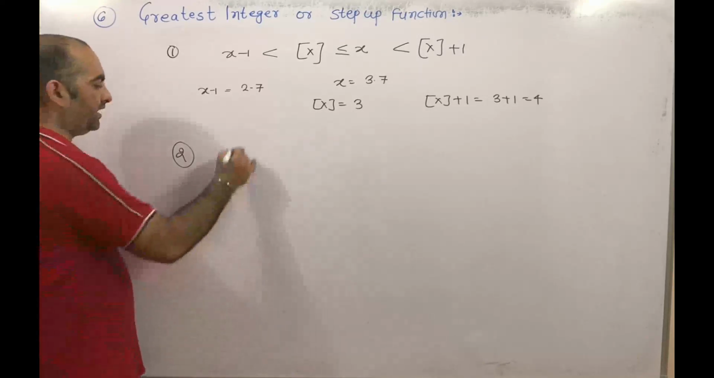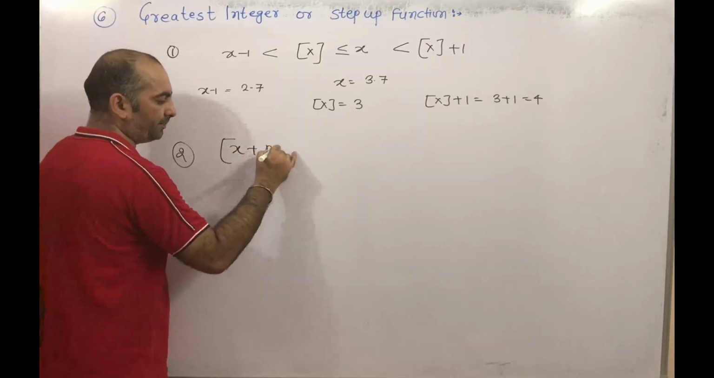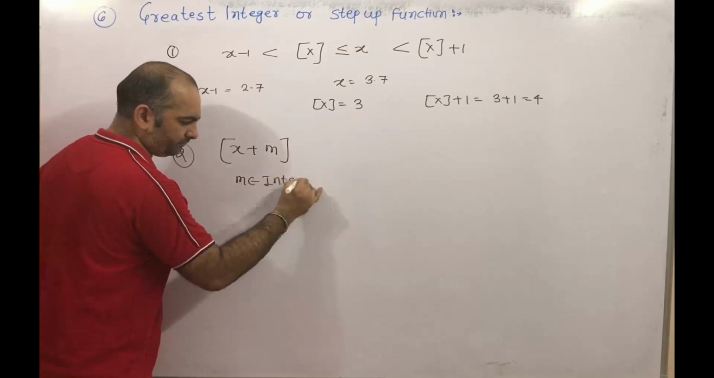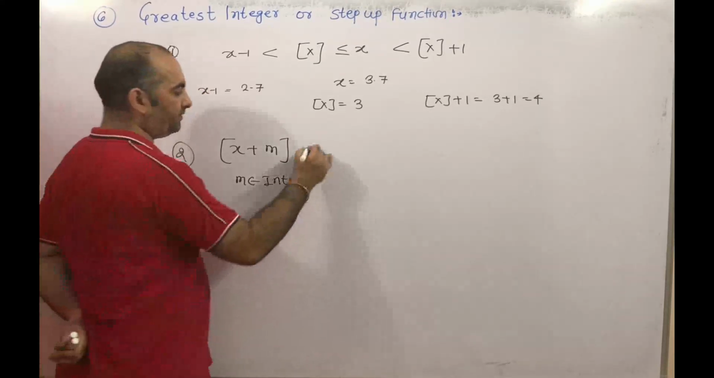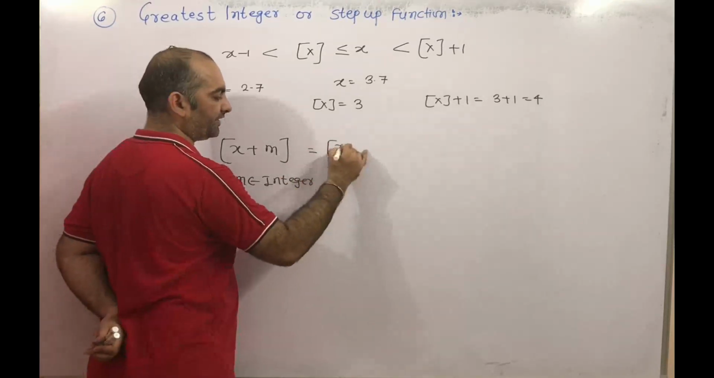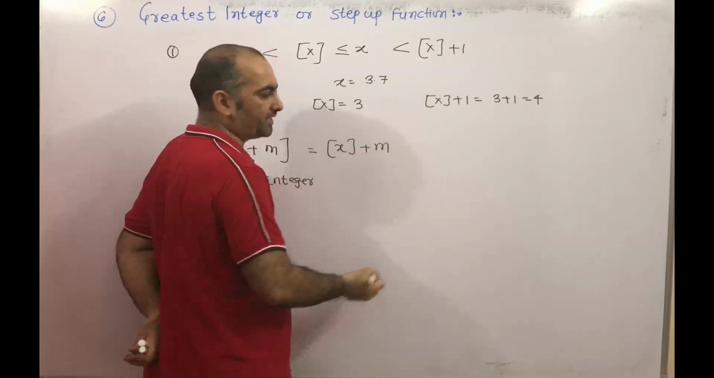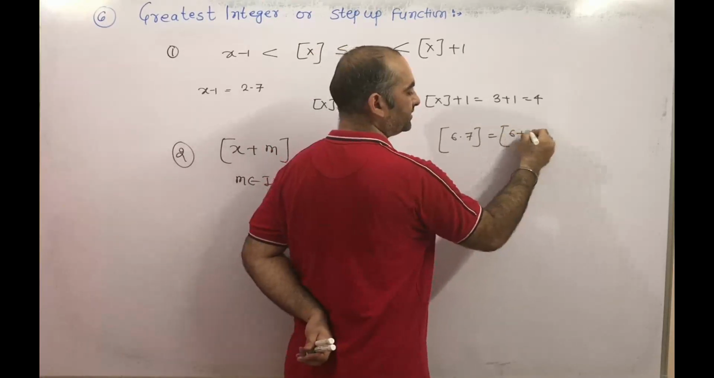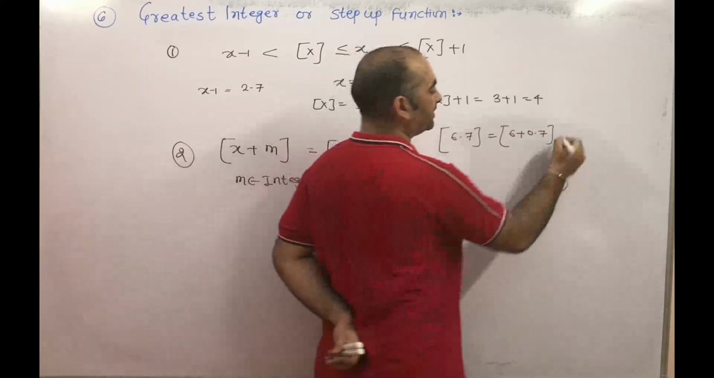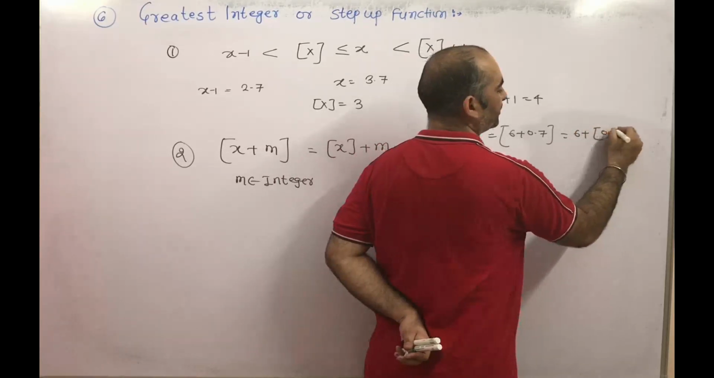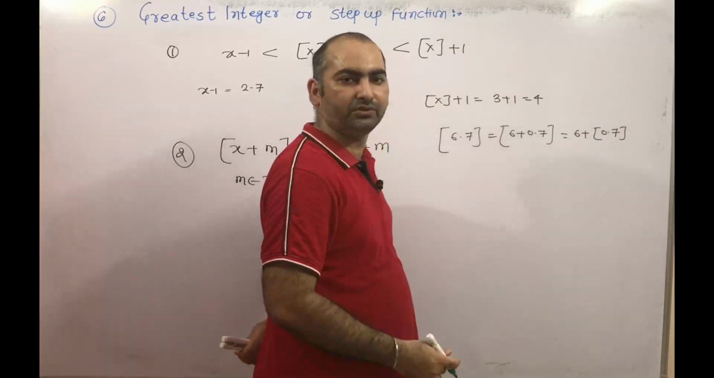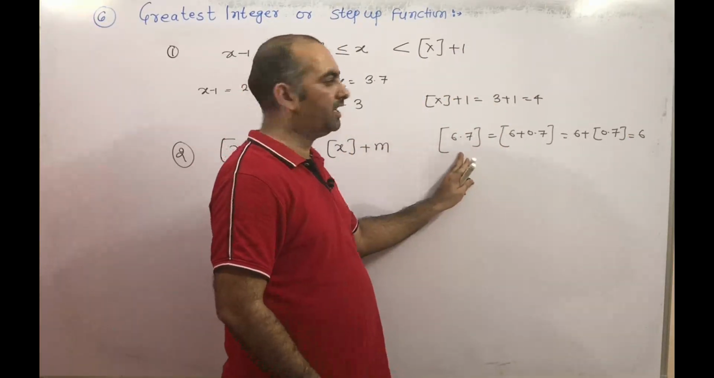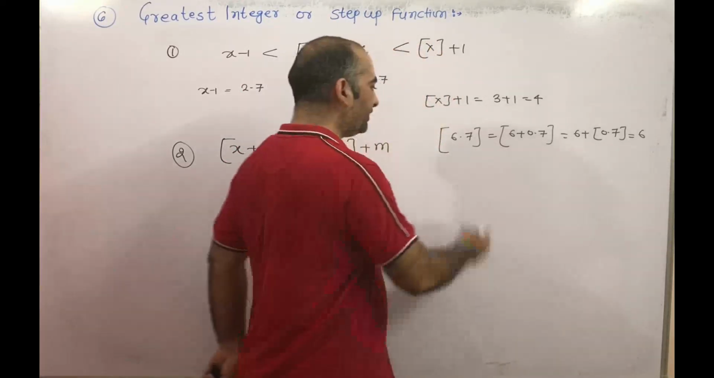What is the second point? If I have the greatest integer of x plus some m, and m is an integer, so this m we can take outside. So this one we can write as the greatest integer of x plus m. For example, if I have 6.7, we can write 6 plus 0.7. So 6 we can take outside plus the greatest integer of 0.7. The greatest integer of 0.7 is 0. So what will come here? 6. So you can see the greatest integer of 6.7 is 6 only, and here also we are getting 6 only.